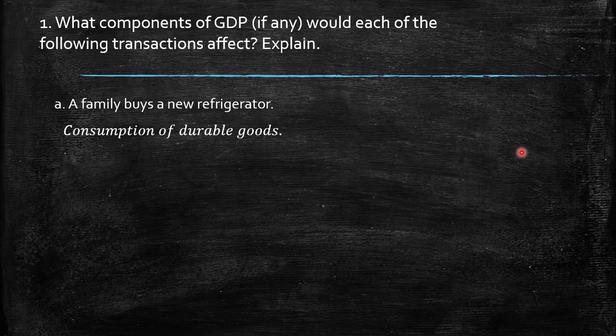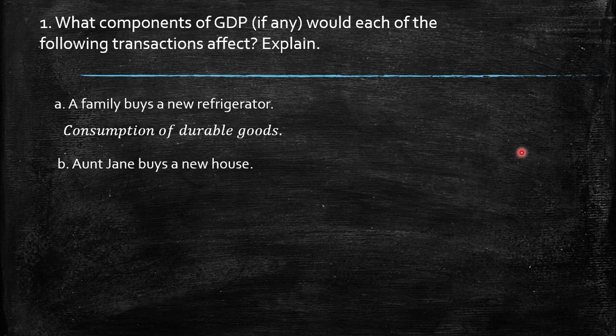The first is the situation where a family buys a new refrigerator. So naturally, we are talking about the component of consumption. And inside this consumption, we can think about durable goods. Durable goods are related more to devices, but in the total set, we talk about consumption.